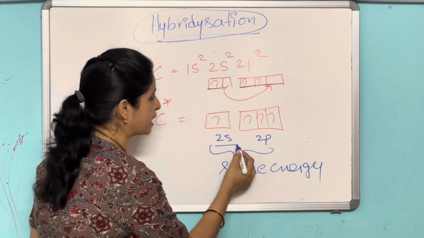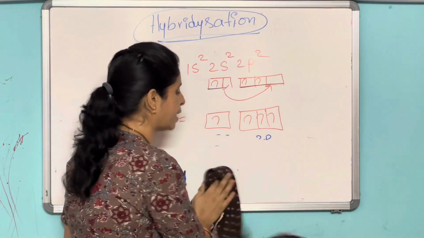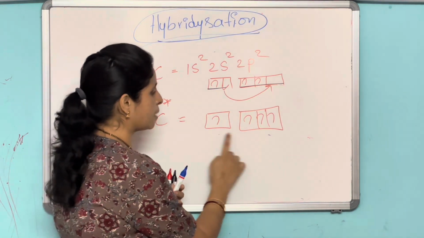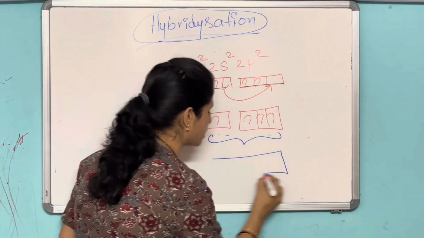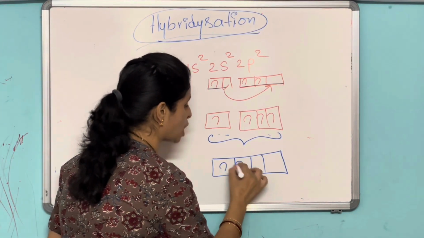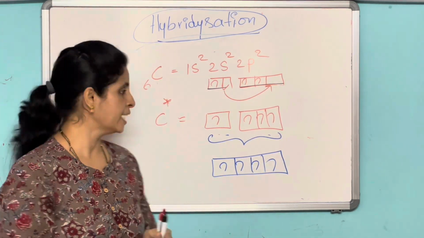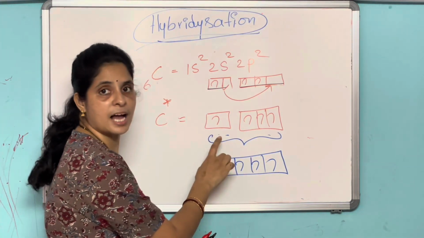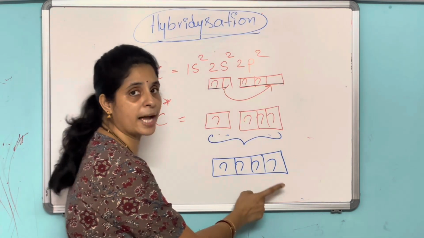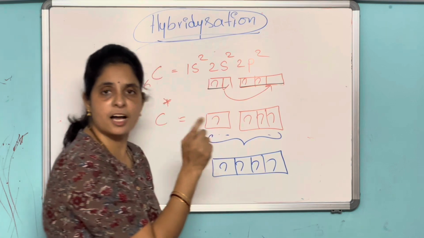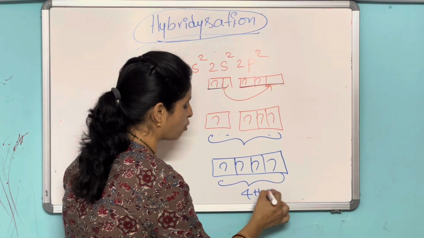So here one s orbital and 3 p orbitals combine. One s orbital and 3 p orbitals intermix, resulting in the formation of four hybrid orbitals of exactly the same energy. Got my point? Intermixing of atomic orbitals having the same or approximately the same energy results in the formation of new hybrid orbitals of equal energy. So how many hybrid orbitals are formed here? 4 hybrid orbitals are formed.